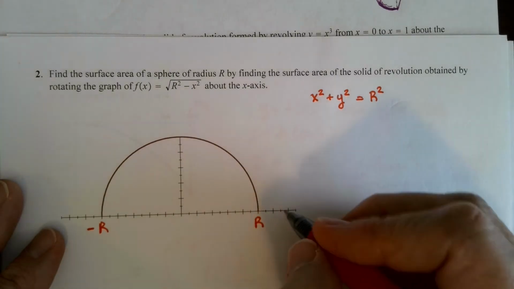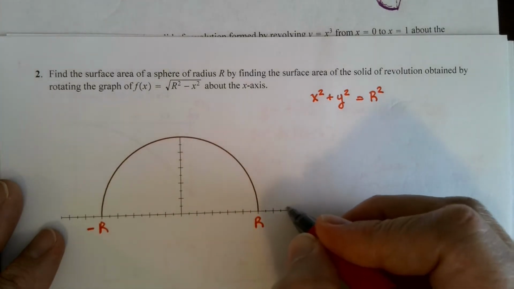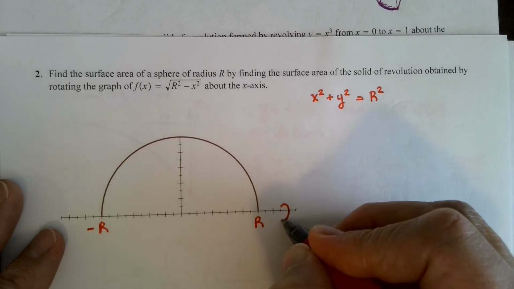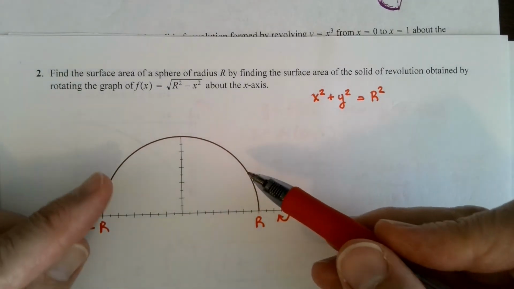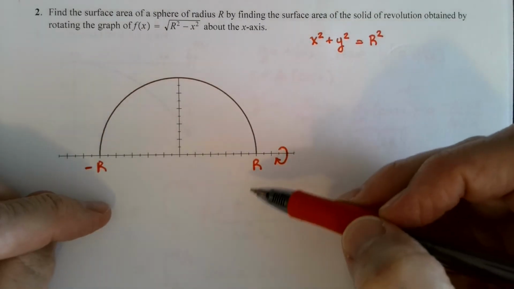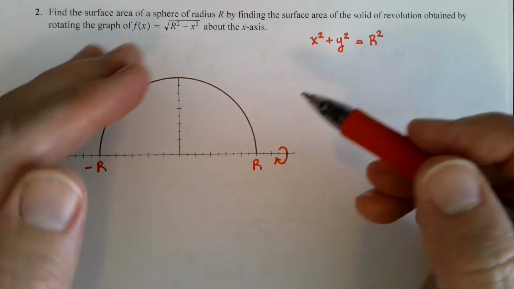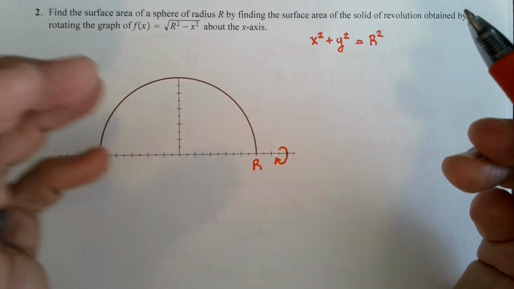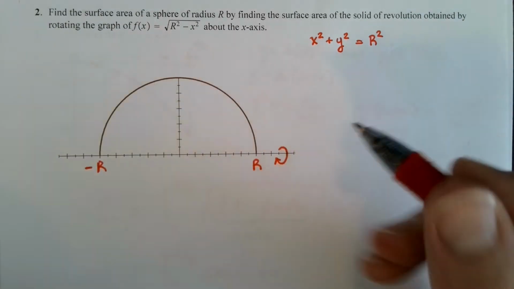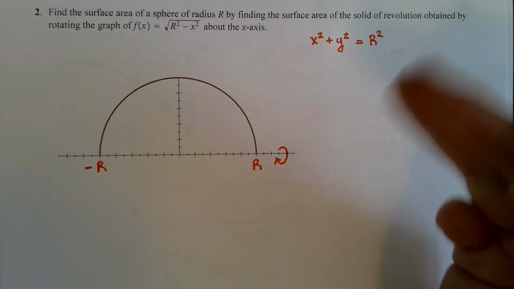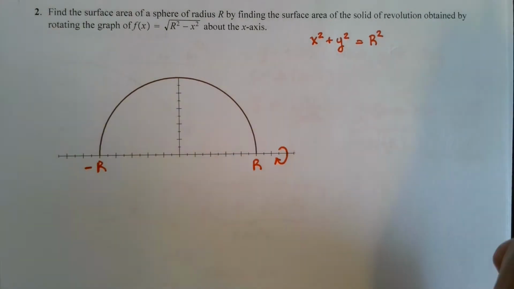And I'm going to rotate this about the x-axis. If I rotate this curve, what am I going to get? I'm going to get a sphere, right? You can see that. I'm going to rotate this around and get a sphere. And this will give me the outside area, the exposed area of that sphere. How much do I need to paint this sphere, to paint this ball, if you will?